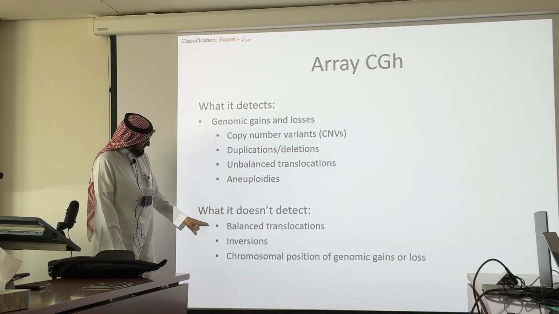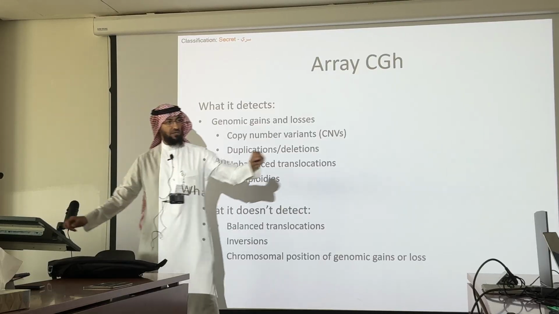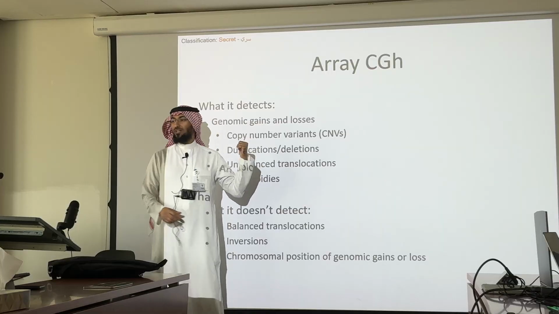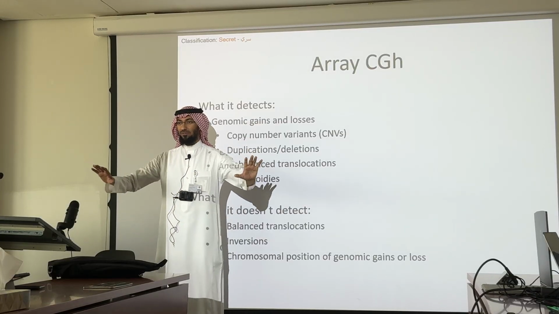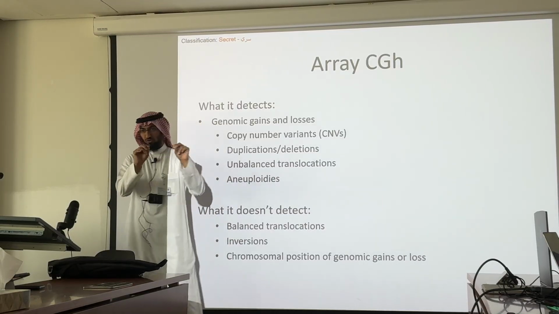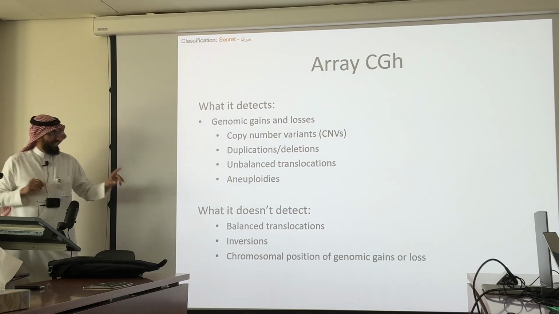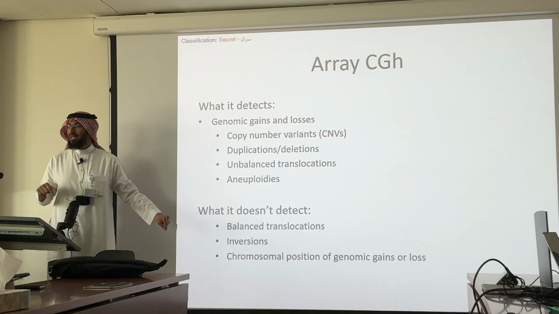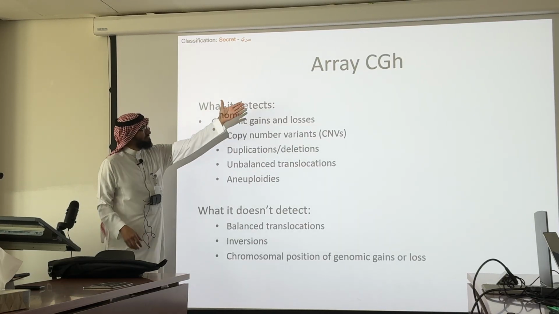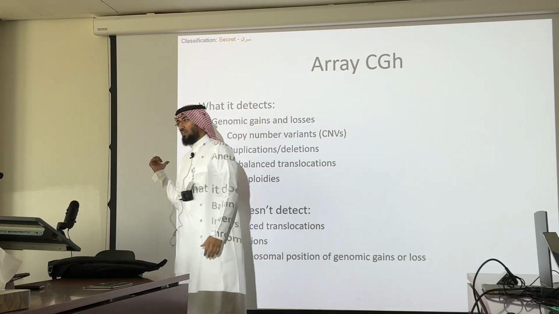However, it cannot detect balanced translocation. If you have a segment from chromosome 1 and chromosome 13, and a segment from chromosome 13 and chromosome 1, the array will tell you normal, because there is no gain and no loss. It tells you whether material is present or not, but it has nothing to do with the location. And this is why we still need the old karyotyping. It's as if CGH array is an airplane and karyotyping is a bicycle.